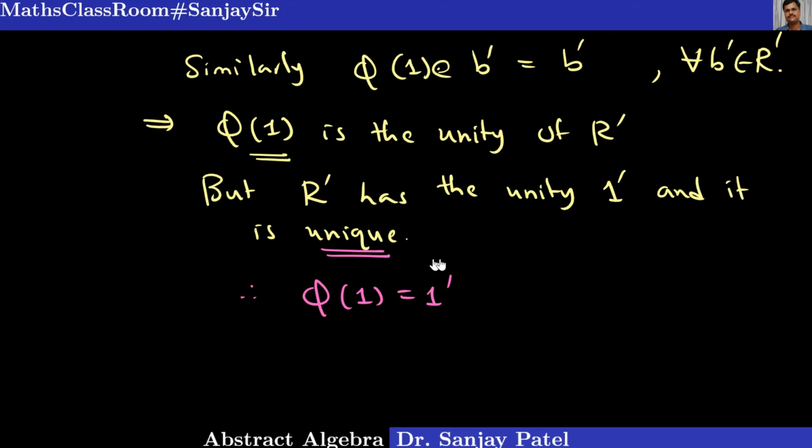Remember, we cannot always write phi of 1 is equal to 1' like we are writing phi of 0 is equal to 0' as in the first result. We started these properties by proving the first one as phi of 0 is equal to 0', but we cannot write a similar thing for the unity element, that phi of 1 is equal to 1'. It is true with all these restrictions.